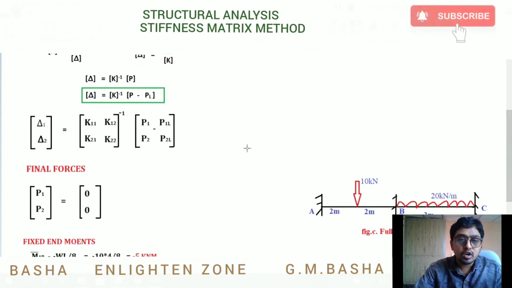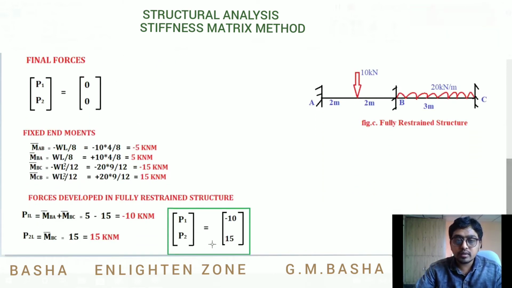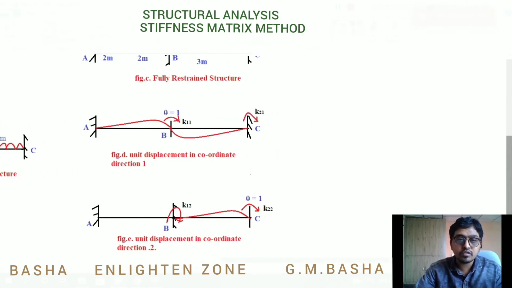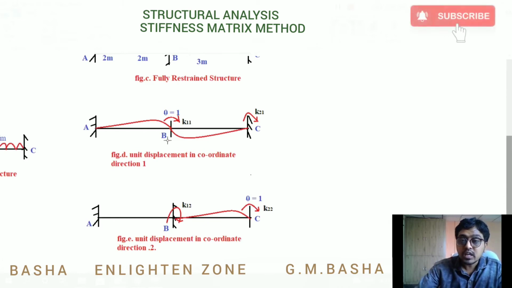So already you know this P1 and P1L. Then we are going to find delta 1 and delta 2 finally, because these two are our basic unknowns, and we are simplifying K11, K12, K21 and K22 by using this problem. So then move to the diagram. We are continuing the explanation of this diagram. After completion of the fully restrained structure, what we are doing is applying unit displacement.